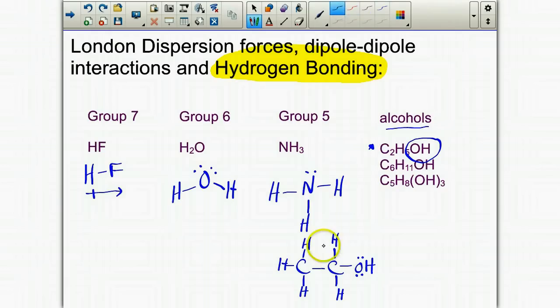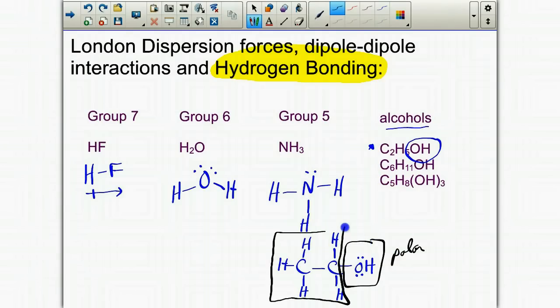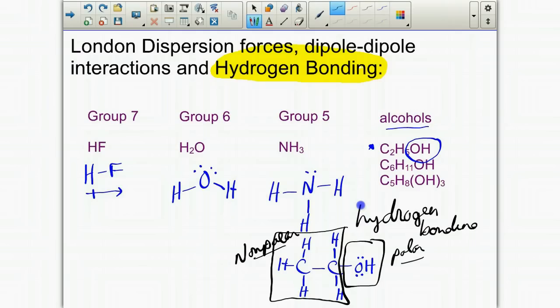Something else to note about this compound, which we'll see in another chapter, is that you have 2 parts to this compound. A polar side, and the rest of this, remember what we said about hydrocarbons, when you have a bunch of carbons and hydrogens, they are nonpolar. So this is a unique compound because it has both a polar and nonpolar side to it. But for this chapter, for now, because it has hydrogen bonding, we're going to go ahead and categorize it under hydrogen bonding as being its strongest intermolecular force present.